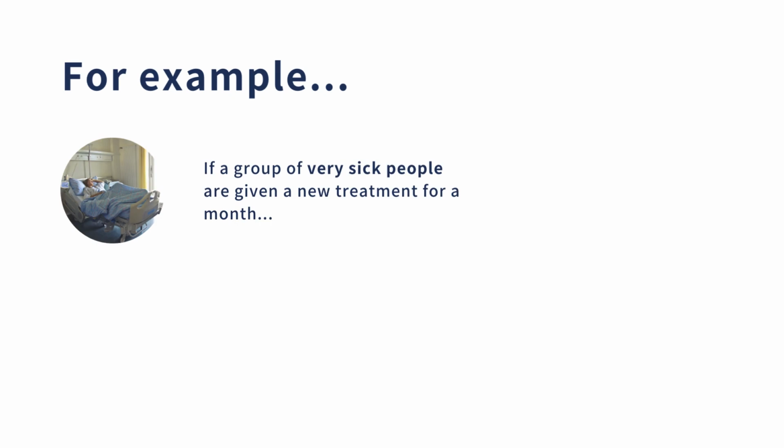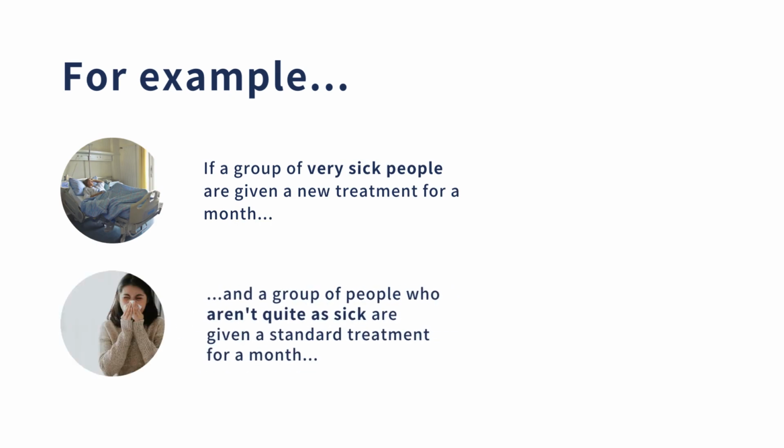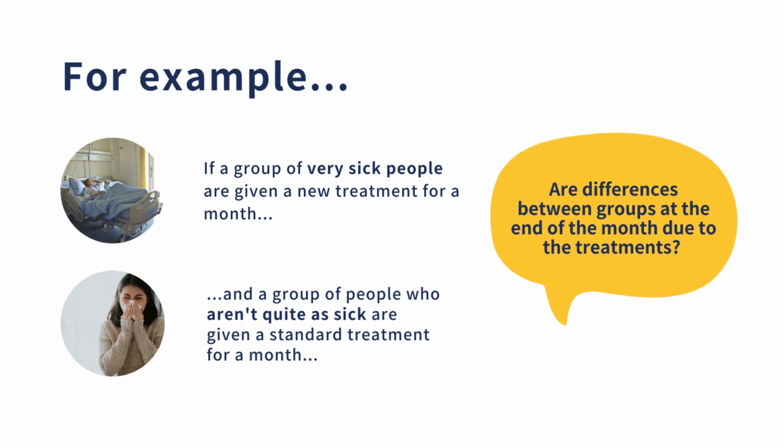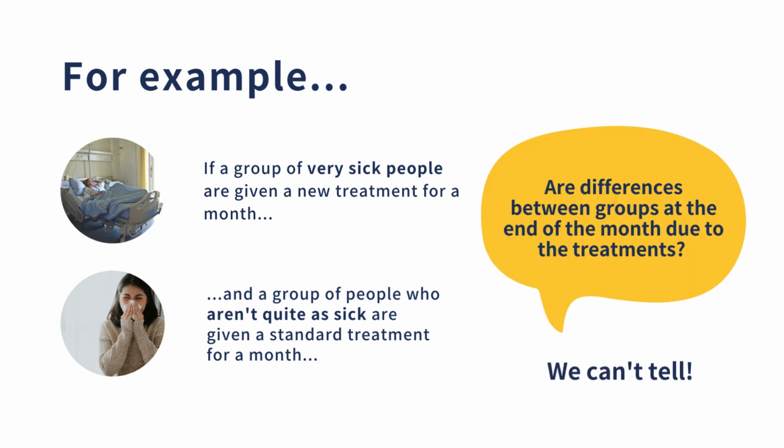If doctors give one group of very sick people a promising new treatment for a month, and they give a standard treatment to a group of people who aren't as sick, are any health differences between the two groups at the end of the month due to the different treatments? The answer is that we can't tell because the groups are so different from the beginning.